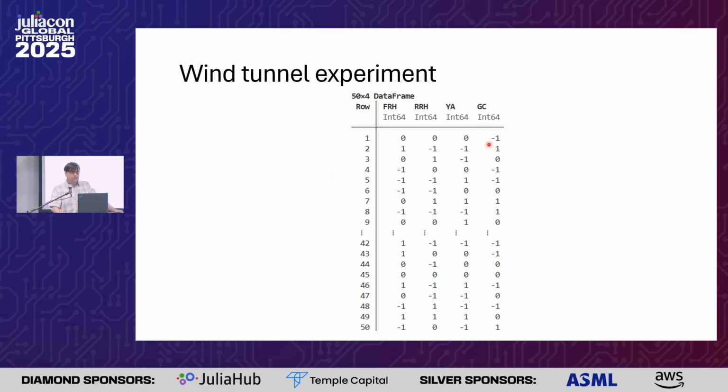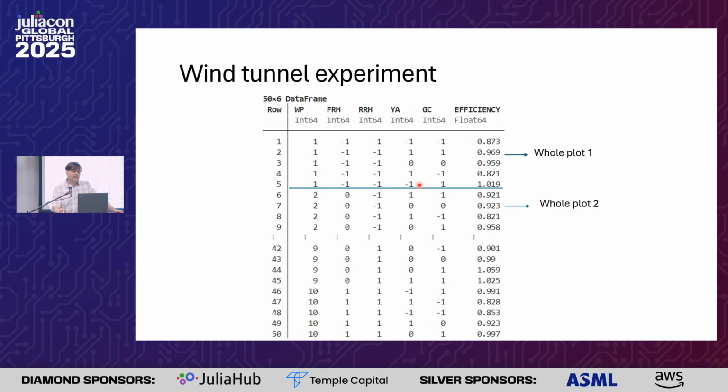So a completely random wind tunnel experiment might look like this, but then you can see here that the hard to change factors change after every run, which means that after every observation that you gather, you need to shut down the wind tunnel. This costs too much money. The engineers of the wind tunnel don't want to perform this experiment.